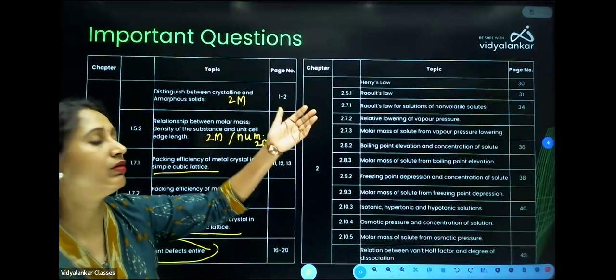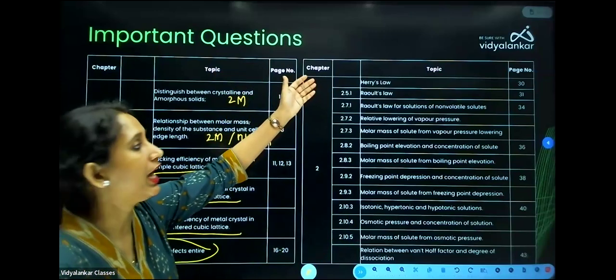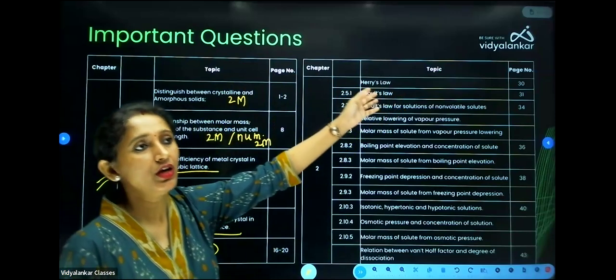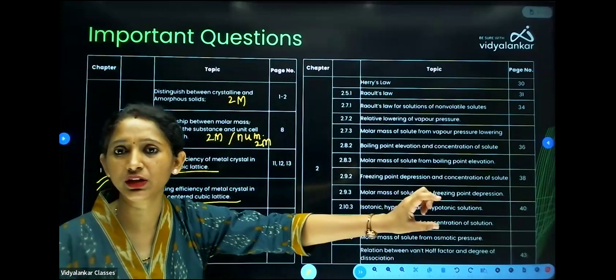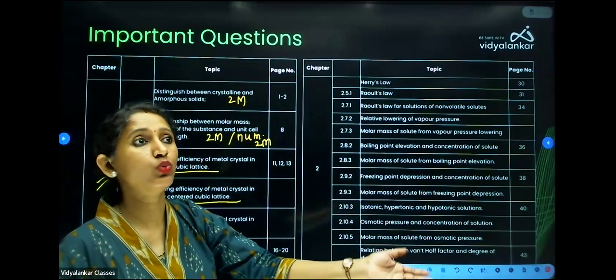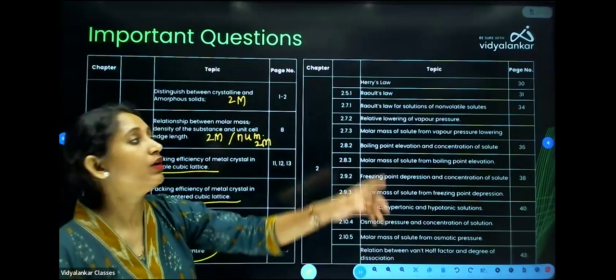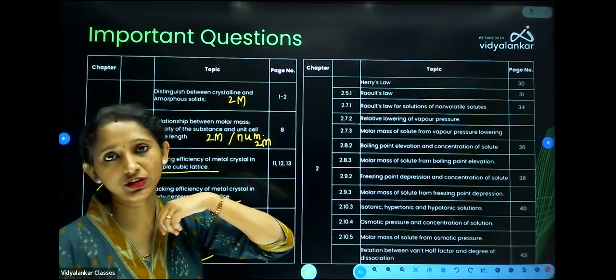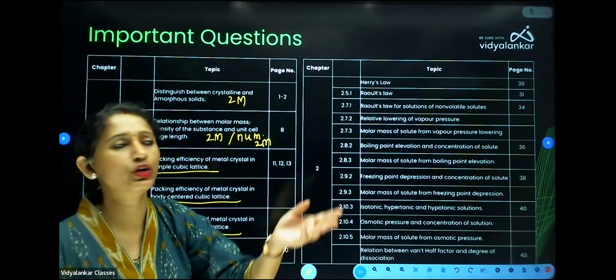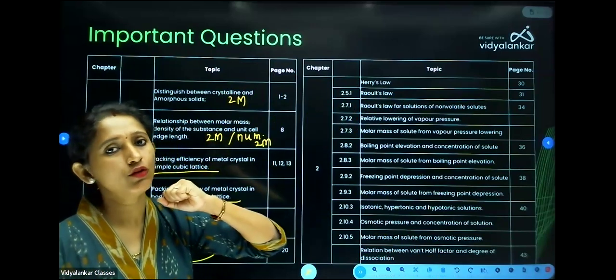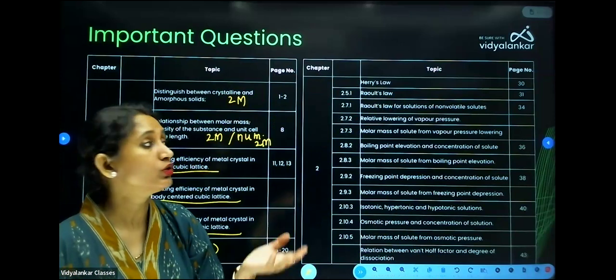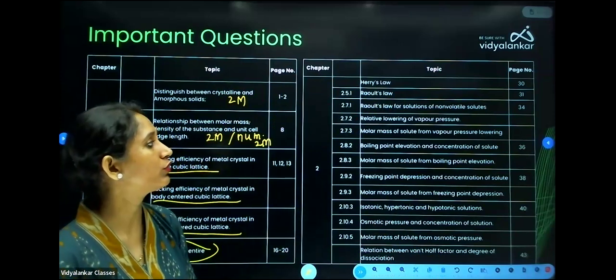It starts with this statement, Henry's law statement is there, which mostly comes as to write a statement of Henry's law. Either you get a question to write the unit for Henry's constant. So in any way, a 1 mark question can be asked on Henry's law. Then Raoult's law is there. For 1 mark, you can be asked to write a statement of Raoult's law.